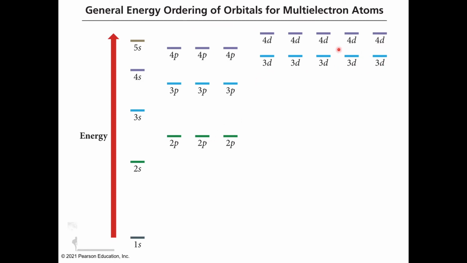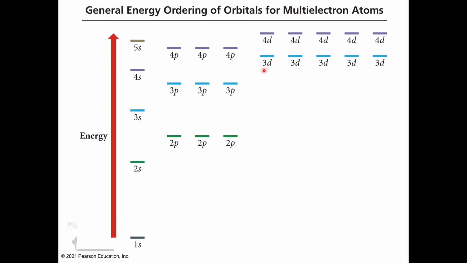These 5 3d orbitals are degenerate, but they are not at the same energy level as the 3p and the 3s. So you see how they're all split up, all of these orbitals? You're going to have to know the order of these orbitals going from lowest energy to highest energy.